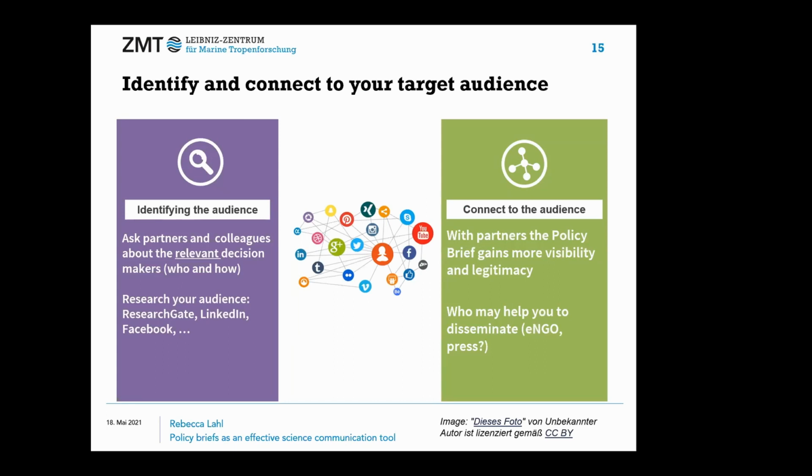How do you identify and connect to your target audience? I can only recommend to talk to partners and colleagues about who the relevant decision makers are and how to best approach them. What I also do, working remotely from Germany, to find out who's actually in charge in the country we work in is look up social media. So I would go on ResearchGate, LinkedIn or Facebook and just see who's actually working in fisheries in the country we are writing our policy brief about. Connecting to the audience is important.